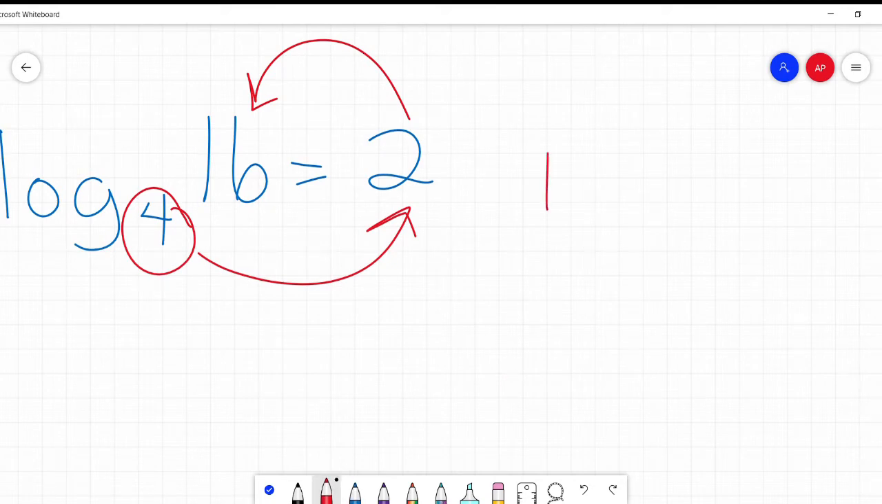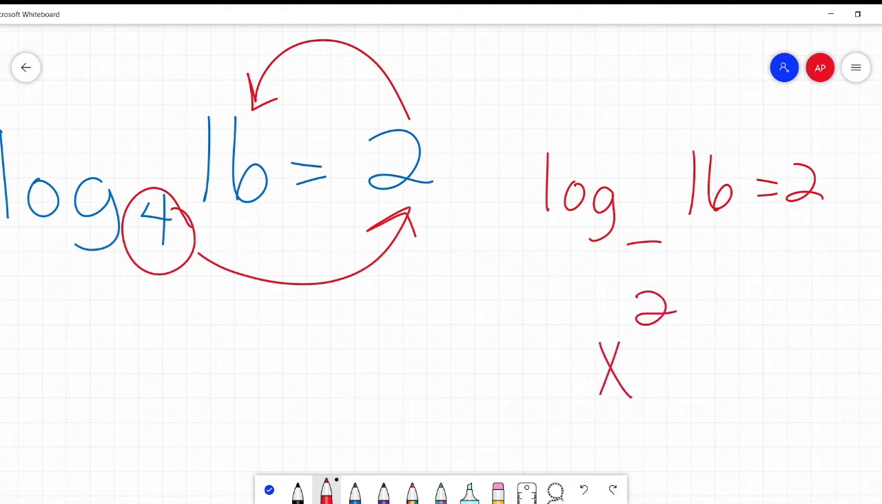Okay, so what if I said log of what base of 16 is 2? Then we're thinking in our head, x to the power of 2. This is like our x. x to the power of 2 equals 16. What is x? Now here, this is bringing up something that is an important distinction, okay?